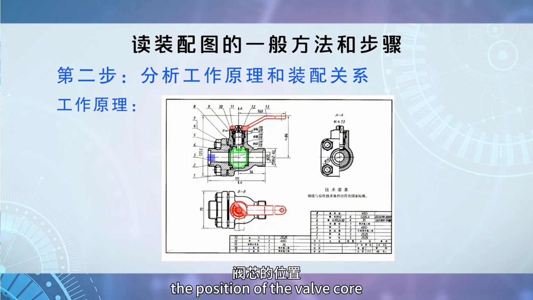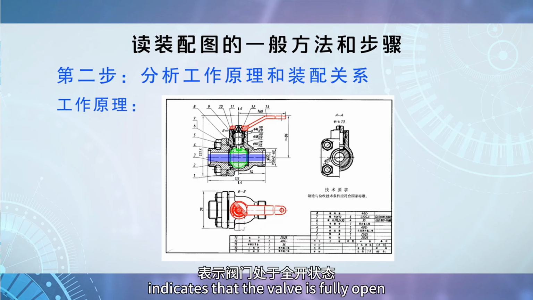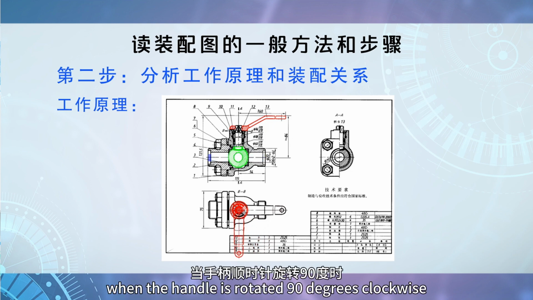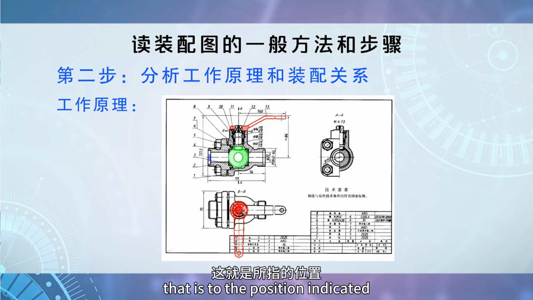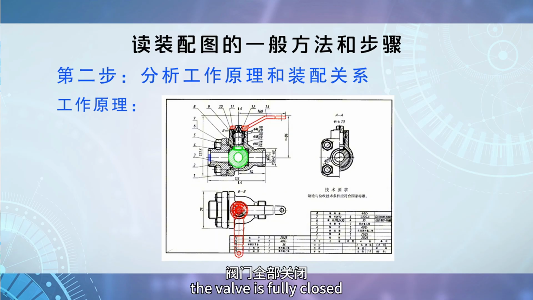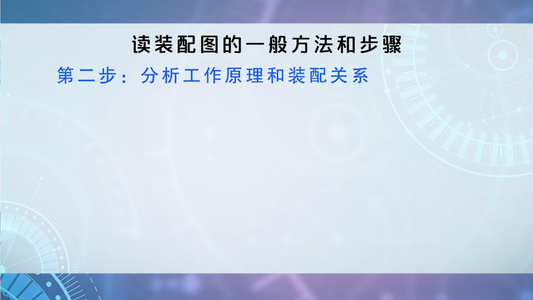The position of the valve core shown in the assembly drawing indicates that the valve is fully open and the pipeline is unobstructed. When the handle is rotated 90 degrees clockwise, that is, to the position indicated by the double dotted line in the drawing, the valve is fully closed and the pipeline flow is cut off. Therefore, the valve core is a key part of the ball valve.